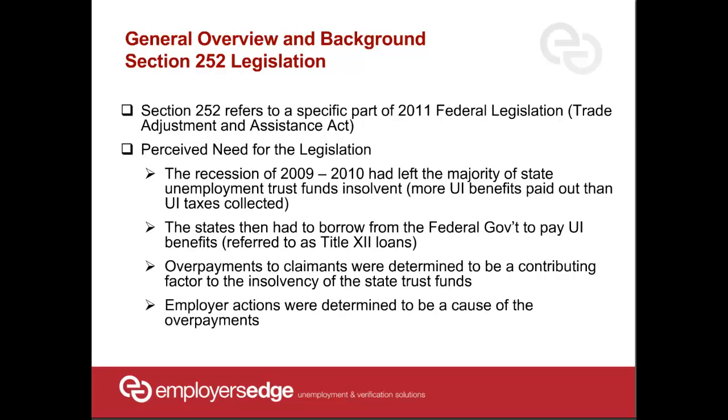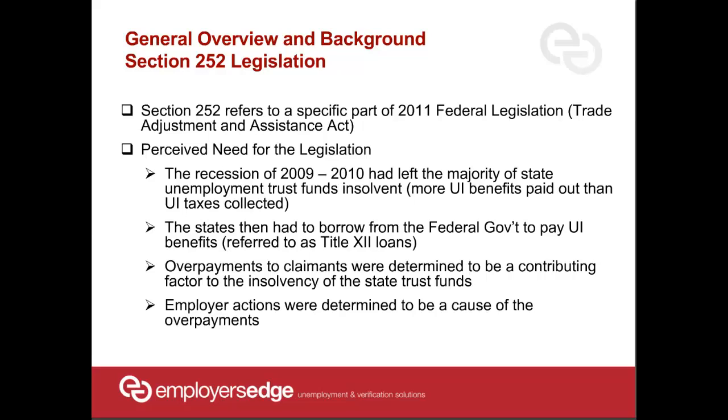And the need for this legislation was perceived because of the 2009-2010 recession. And as we just talked about, a number of the states and their reserve balances were insolvent. There was no money left to pay these benefits out to claimants, and they had to borrow money from the federal government to pay these loans. When there is no money at the state level to pay unemployment benefits, they have to borrow the money, and the federal government wanted to know, why are the states in debt? Why are all these states borrowing money? Why are all these states insolvent?